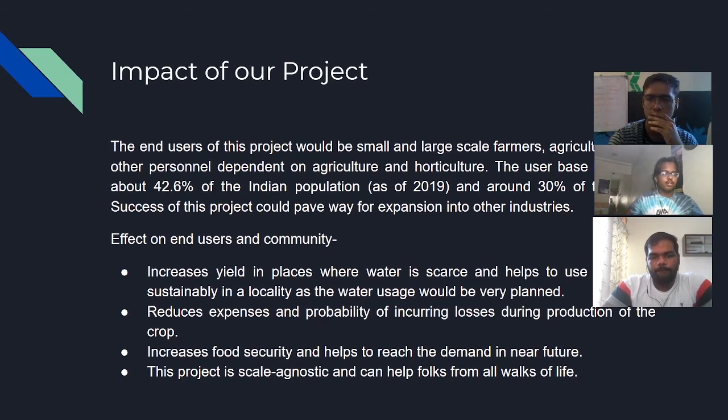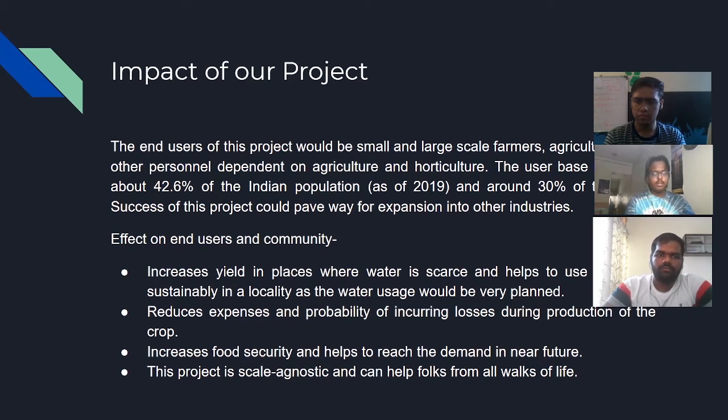All right. Moving on to the impact of the project. The end users of this project would ideally, in the first phase, be small and large scale farmers, agriculturists, horticulture specialists, and other personnel dependent on agriculture and horticulture. The potential user base in India is about 42%, or almost half the population, if you consider the people relying on agriculture as well. And it's about 30% in the whole world. So as you can see, there's a big potential user base, and there's a good market for our product.